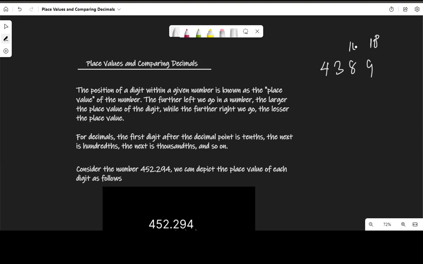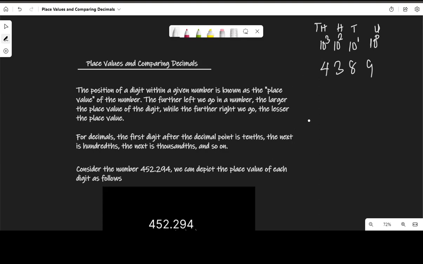This second one is 10 to the power of 1, so this makes it tens. The place value of this is tens. This third one is 10 to the power of 2, which makes it 100. And this last one is 10 to the power of 3, which makes 1,000. That is what this statement is saying. So the further left we go in a number, the larger the place value of the digit. This number here has the highest place value because the place value is 1,000, which you can write as TH. This one is 100, this one is tens, and this is units.